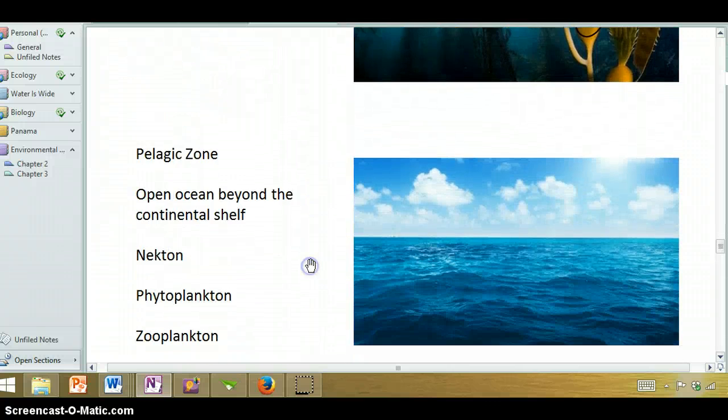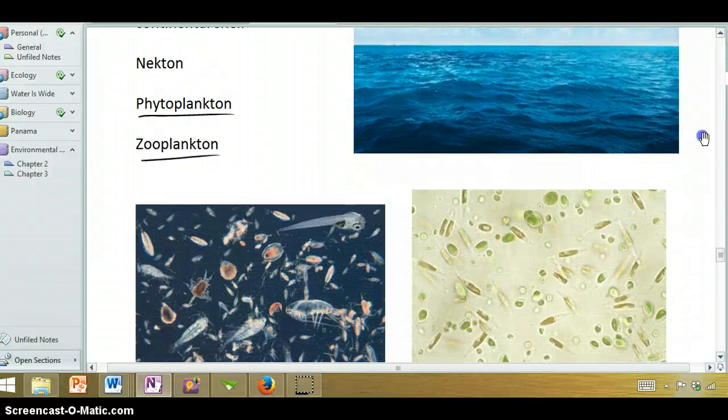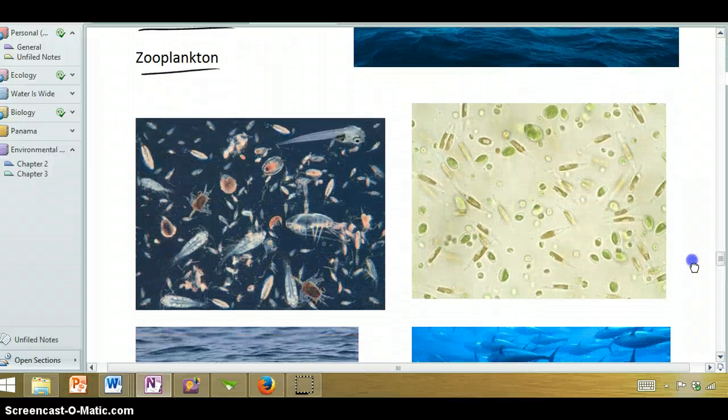All right, so now we go to the open ocean, rather deep, this part of the open ocean that's over deep waters, which is known as the pelagic zone. So we're beyond the continental shelf. Of course, there's going to be phytoplankton and zooplankton out there, as there is in large bodies of water anywhere. Here's some zooplankton and phytoplankton.